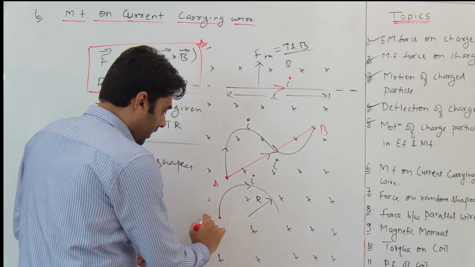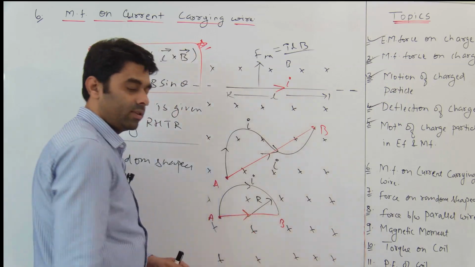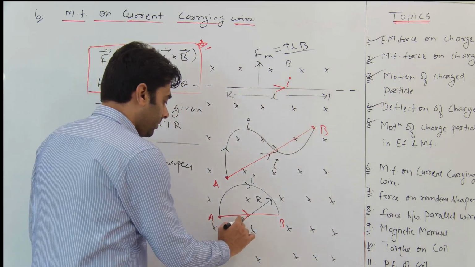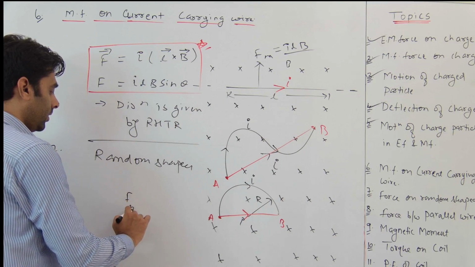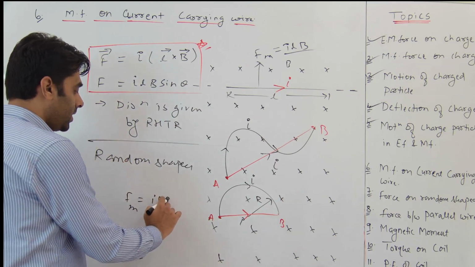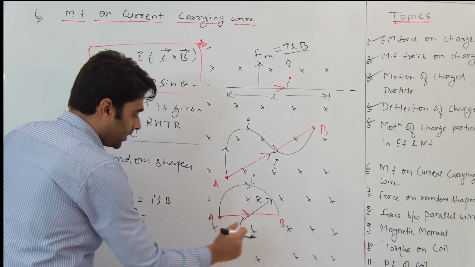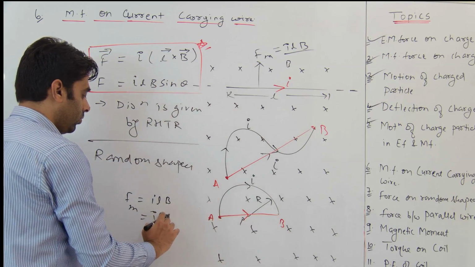So it will be A, B, the two edges. We will join the two edges. This is R. We'll replace it with a straight wire. How much will our current be? Magnetic force is equal to ILB. Angle is 90 degrees. L, how much is the length over here? R plus R, 2R. So I into 2R into B.